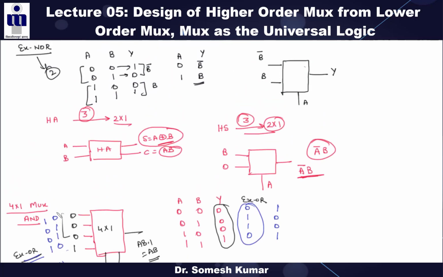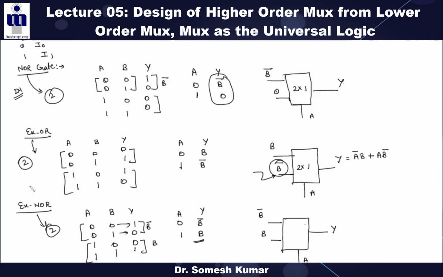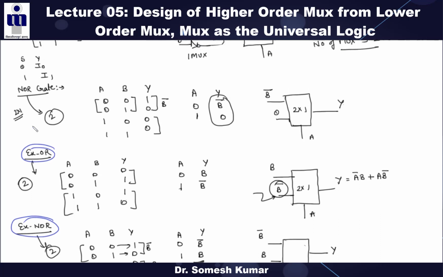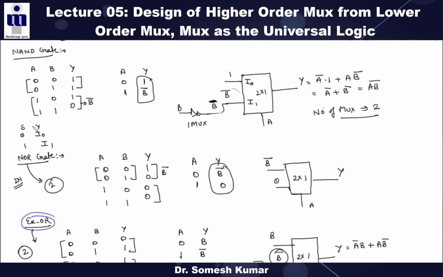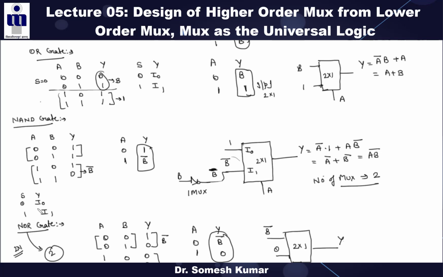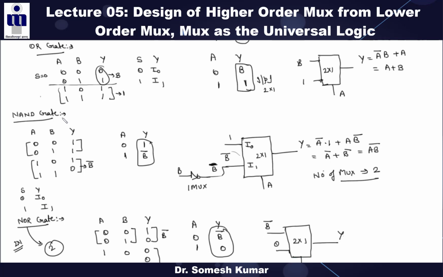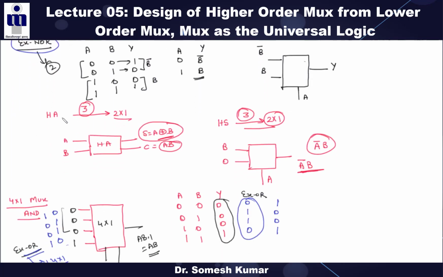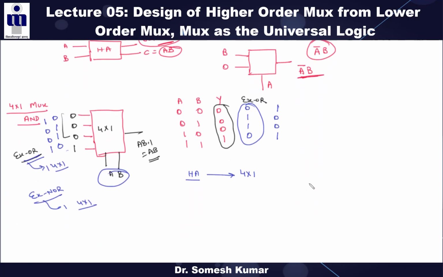See, in the previous 2:1 mux, 2:1 muxes are required to implement XOR, XNOR, NOR gate, NAND gate, but here for all these NOR, NAND, only one 4:1 mux is required to implement this, right? So now for this half adder, how many 4:1 mux are required to implement? 2, right? So 2 is the right answer. So 2 4:1 mux are required to implement this, one for the sum, one for the carry, right?